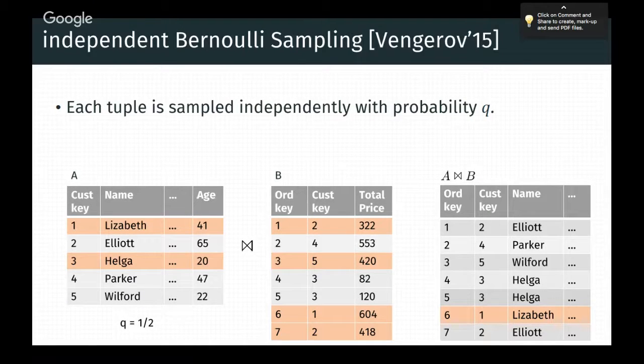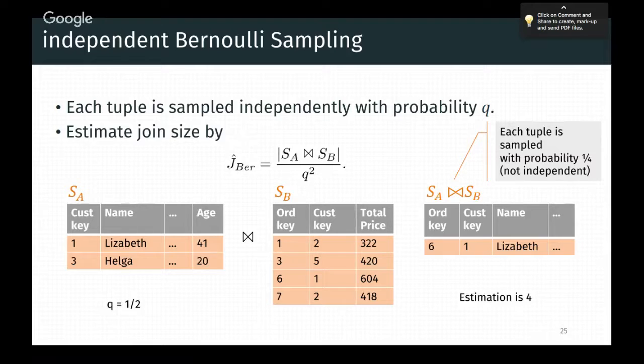So the most direct method one can consider is to use independent Bernoulli sampling, which just samples each tuple independently with probability Q. So in this case, we sample each tuple with probability 1/2, and we do the same for all the tables. And then we join the samples. We denote the sample for table A as SA and for table B as SB. Then we join these samples and use the size of the sampled join scaled by 1/Q² to get an estimation for the join size.